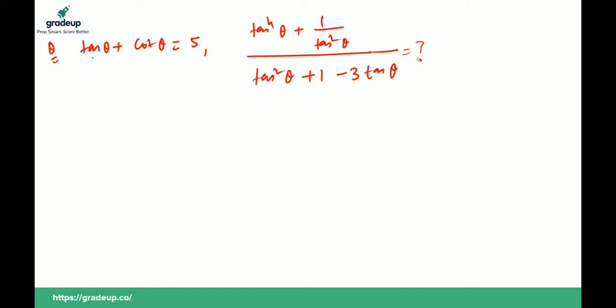Okay, tan theta plus cot theta is equal to 5. Then you have to find the value of this. All right. So tan theta plus 1 by tan theta is equal to 5.